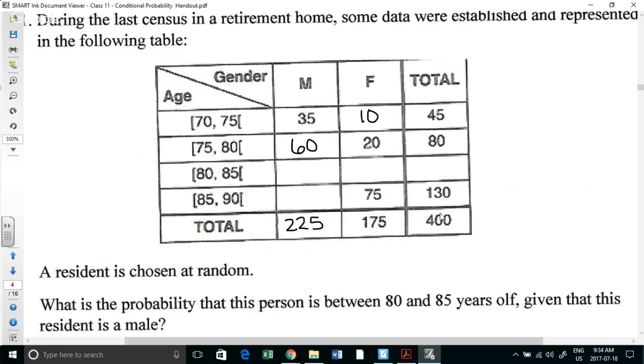If I take this 400 minus 130 minus 80 minus 45, that gives me 145 here. Whatever you want. 130 minus 75 gives me 55 here. 175 minus 75 minus 20 minus 10 gives me 70 here. So that gives me 75 here. You can check your answers.